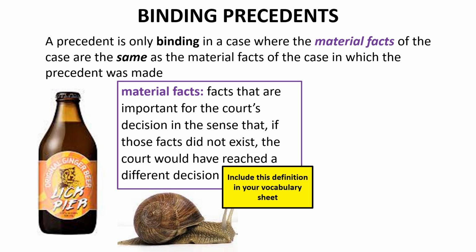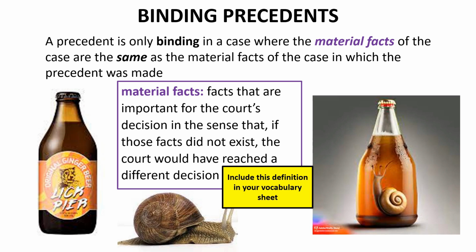The fact that the ginger beer bottle was opaque was a material fact in that case, because if the ginger beer bottle had been clear, then the House of Lords would have reached a different decision, namely that Mr. Stevenson was not negligent because Miss Donoghue could have checked whether the ginger beer was contaminated before she drank it. The fact that the ginger beer bottle was opaque was a material fact because, if that fact did not exist, the court would have reached a different decision in the case.